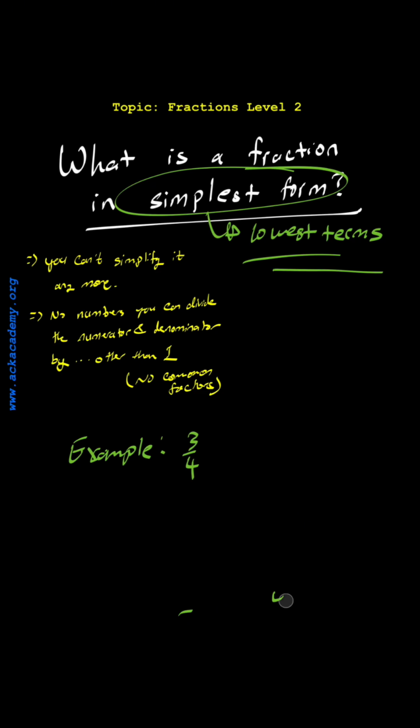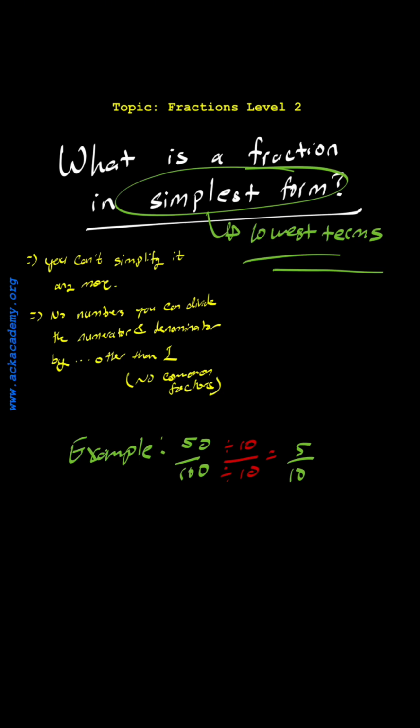Let's do an example again. Let's try something like 50/100. I can divide the top by 10 and the bottom by 10. I get 5/10. Is that in simplest form?